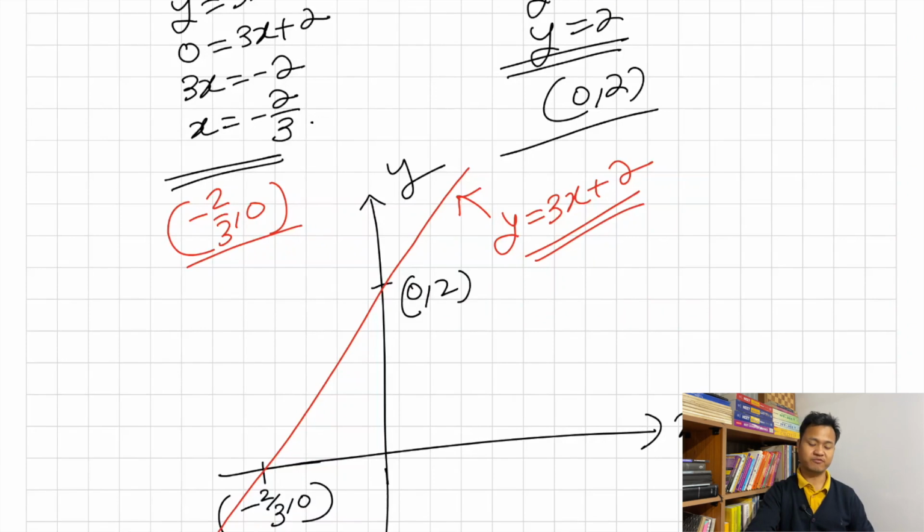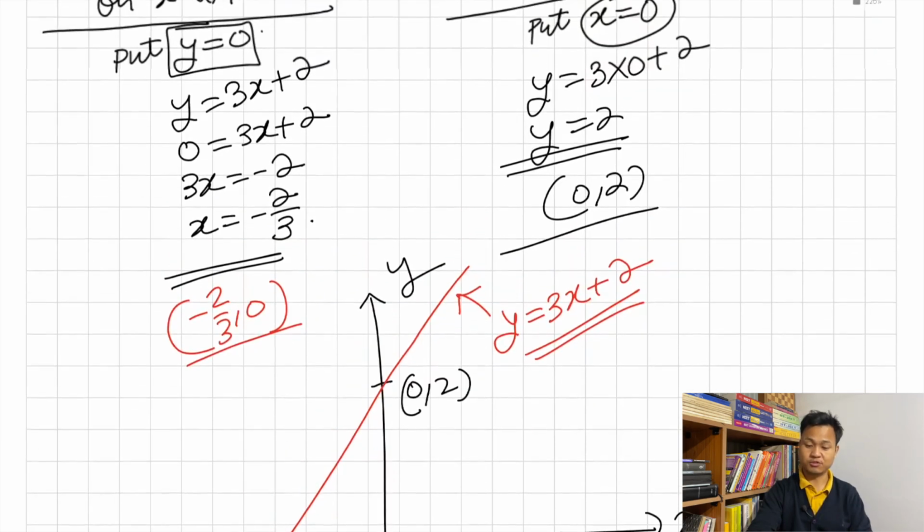First you find the x-intercept by putting y equals 0, and then to find the y-intercept, you put x equals 0.